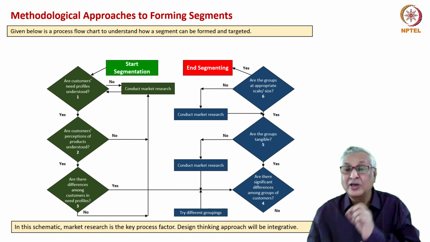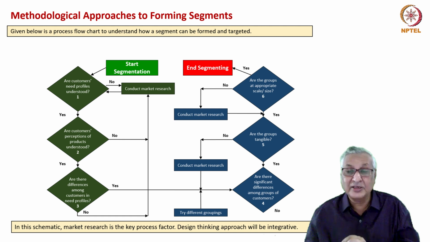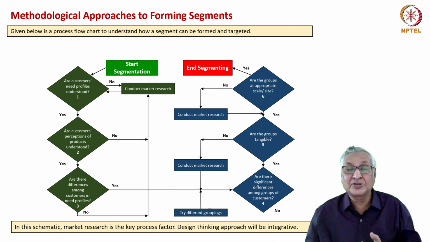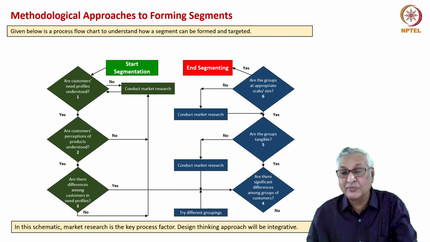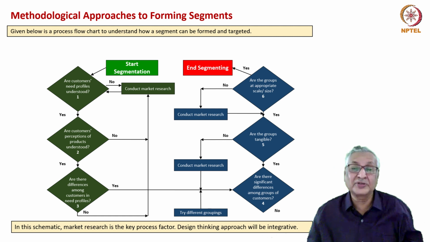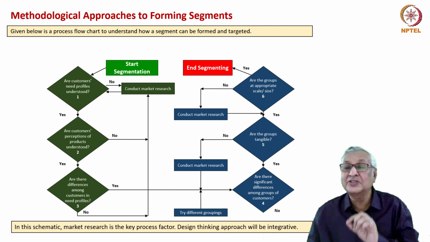Then finally you arrive at the question, are the groups at appropriate scale and size? Again, that is the difference of scale which comes through market research. We have seen in the earlier example how from 100% user population we will be going to aware population, occasional trial users, occasional buyers to frequent buyers, and finally the loyal buyers. All of this happens within the framework of market research. And when you know all of these things in terms of certain answers, then you go to the end segmenting.